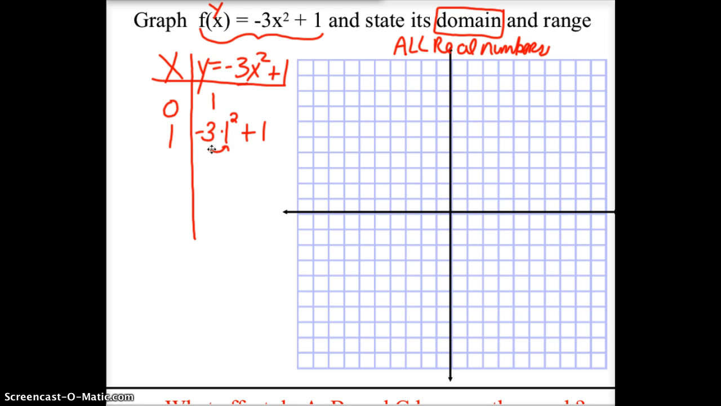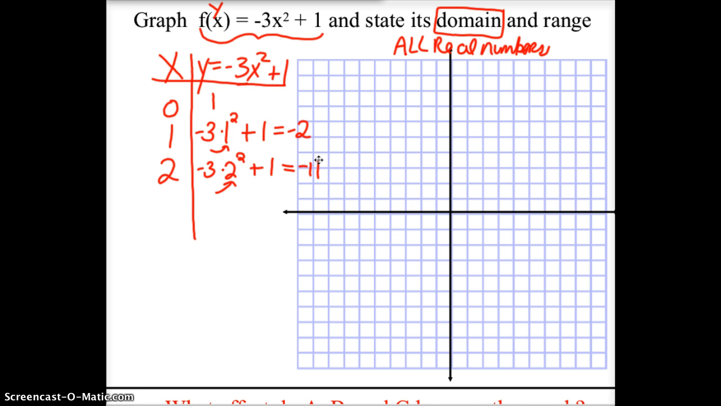Again, order of operations is really important here. Exponents get done first. 1 squared is 1. -3 times that is -3. Plus 1 is -2. So -2 is in my range. 1 is in my domain. I am going to put a 2 in next. When I put in a 2, I get -3 times 2 squared plus 1. Again, 2 squared is 4. -3 times 4 is -12. -12 plus 1 is -11.